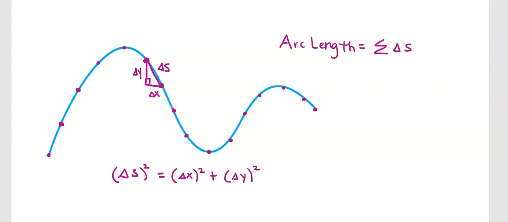So how can I get rid of that square? Well, we would take the square root, right? Because the opposite there is the square root. So I'm going to take the square root, and I would end up with the square root of delta x squared plus delta y squared. Okay, so let's start to think a little bit.